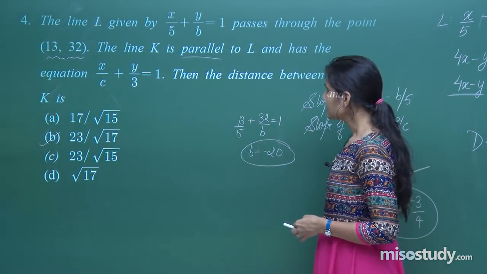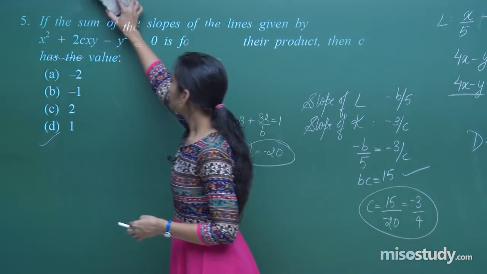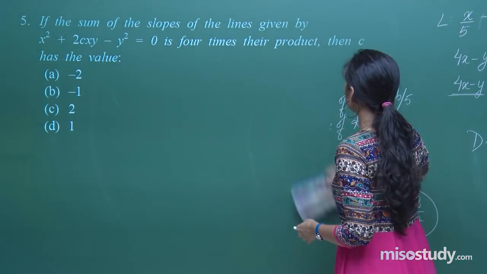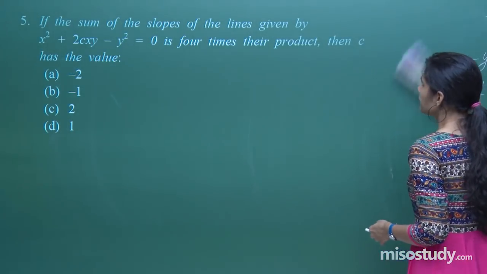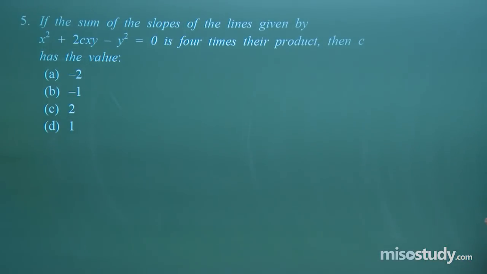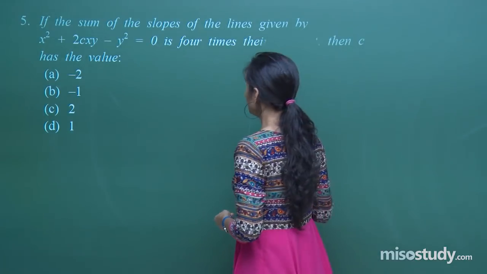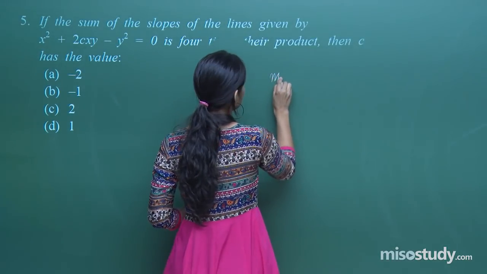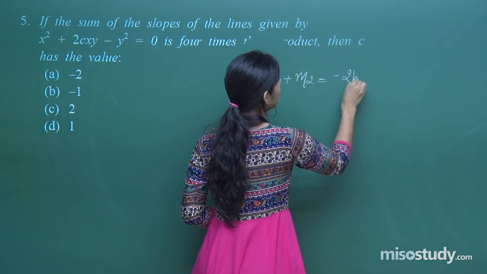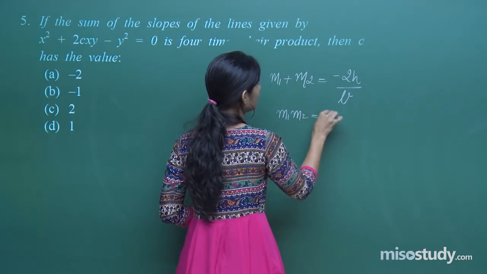Okay? The next question says that if the sum of the slopes of the lines given by this equation, okay, so there are two lines, their equations in the combined form is given to you. If the sum of their slopes is 4 times the product of their slopes, then C has what value? Now you know the sum of the slopes, if m1 and m2 are the slopes, this is minus 2h by b, and m1 into m2 is a by b.